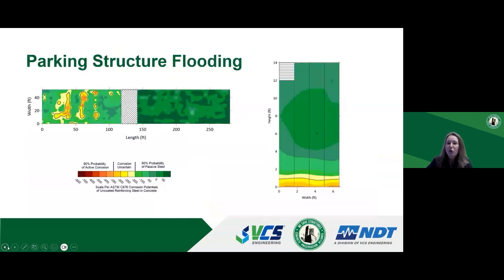This slide also shows a corrosion potential survey plot for a column located on the side that's subjected to flooding. What we typically see in columns in flooded structures is that corrosion is limited to the bottom of the column, but the main question is how far does it extend?